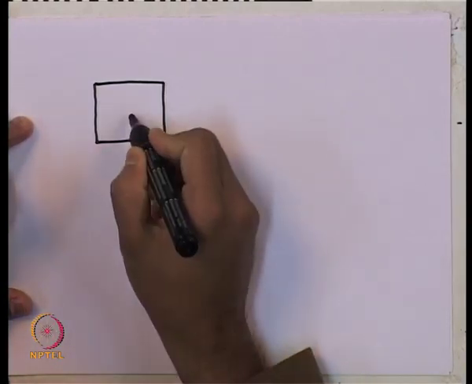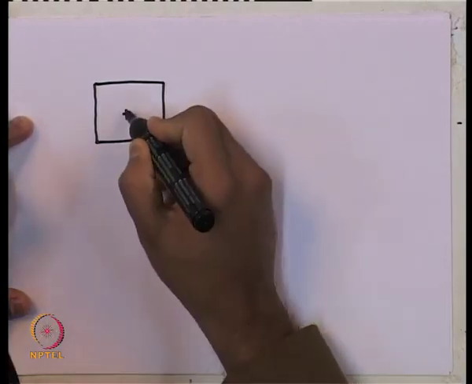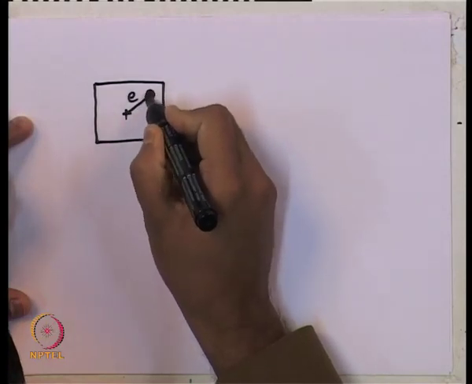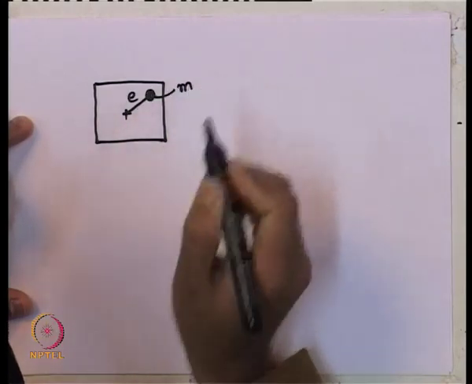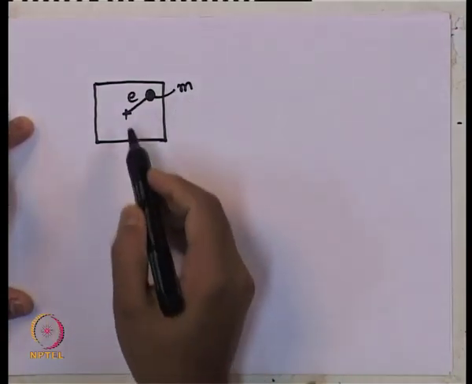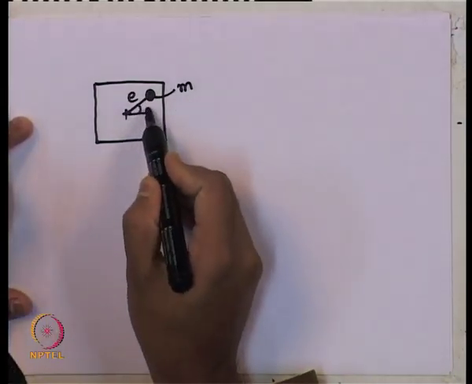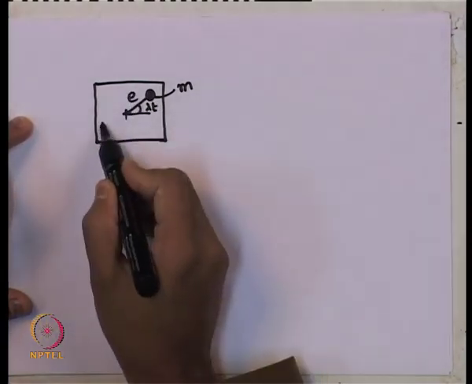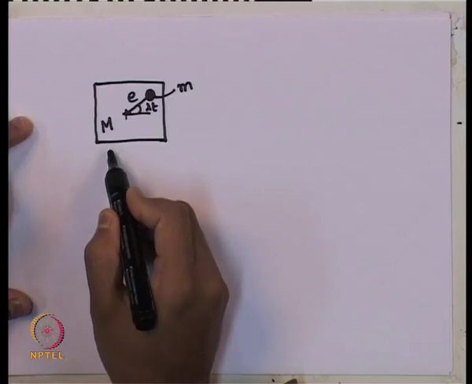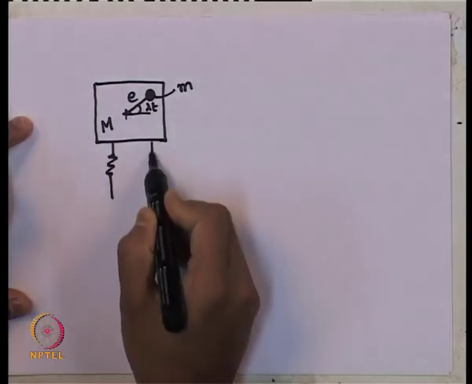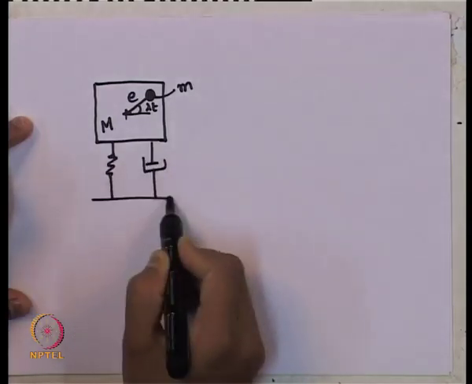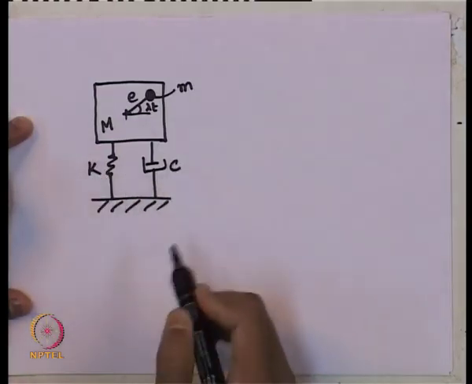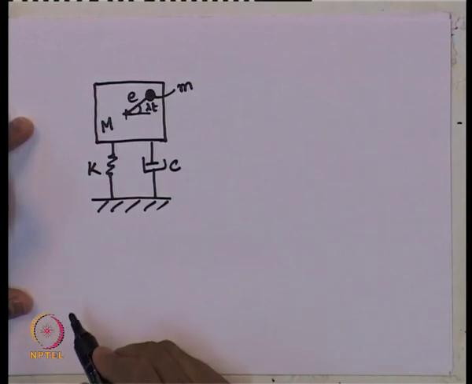with a rotating imbalance. So, I am considering a system which is having a rotating mass of small m, and this is lambda t, e is the eccentricity and capital M is the mass of the total system. This is stiffness K, this is damping C.